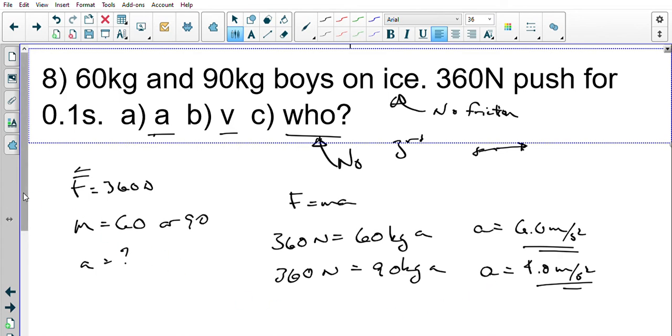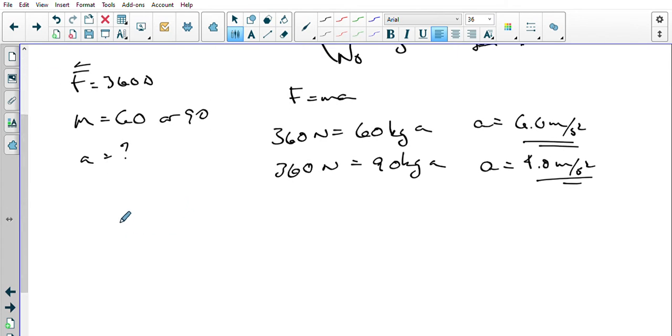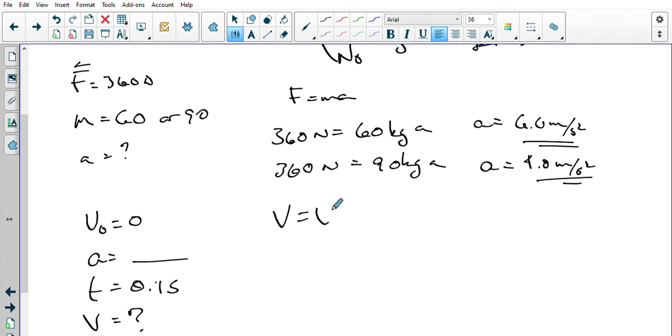All right, so then it asks, what are the velocities? Our initial velocity is equal to 0. Our acceleration is given. Our time is equal to 0.1 seconds, and we want to know our final velocity. Well, that tells us v is equal to v naught plus at. Kinematics is something that continues to happen throughout the course, so you can't forget your kinematics. It always can come up.